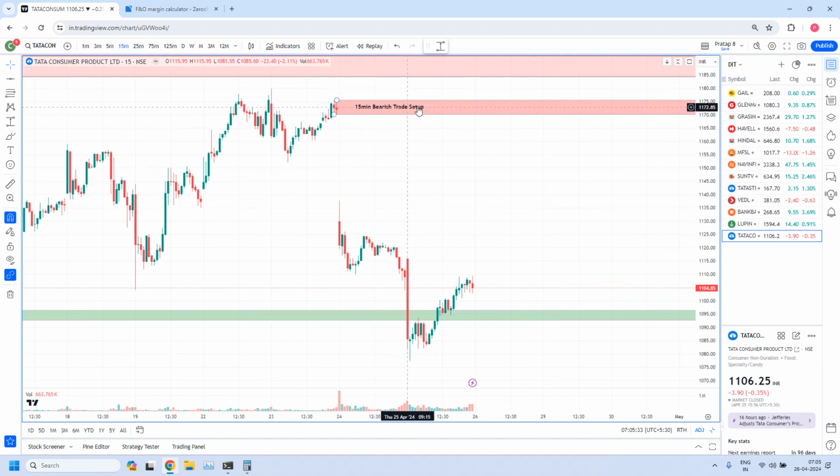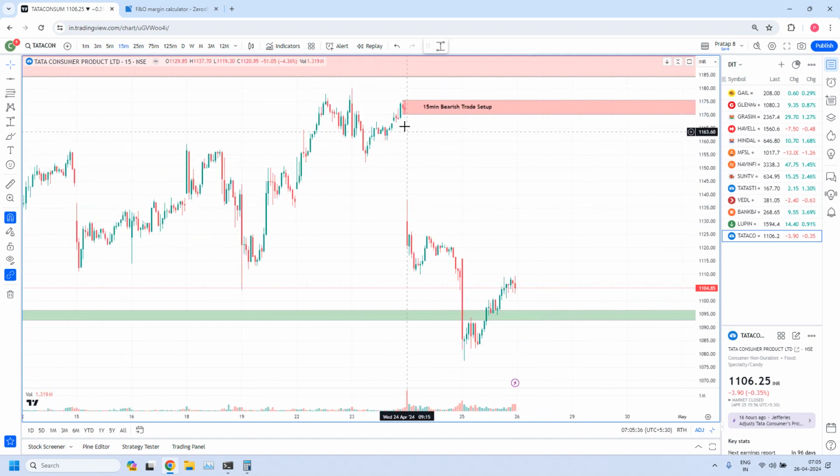This is a 15 minutes bearish trade setup. And we didn't get a trade. Just ignore the stock. But see how many stocks we got profits. You got Vedanta, you got Tata Steel, minimum profit we got. Navin Fluorine, excellent profit we got. Hindalco, excellent profit we got.